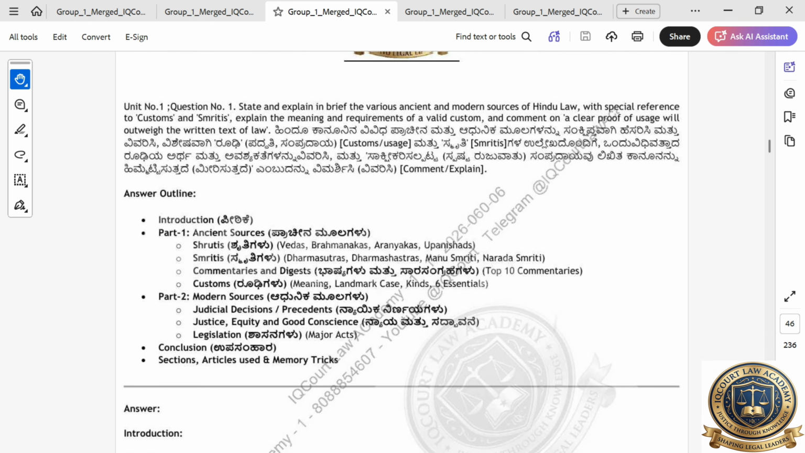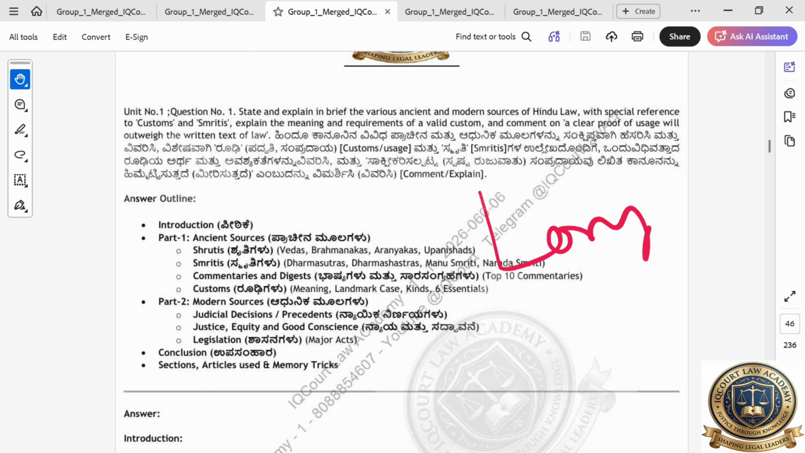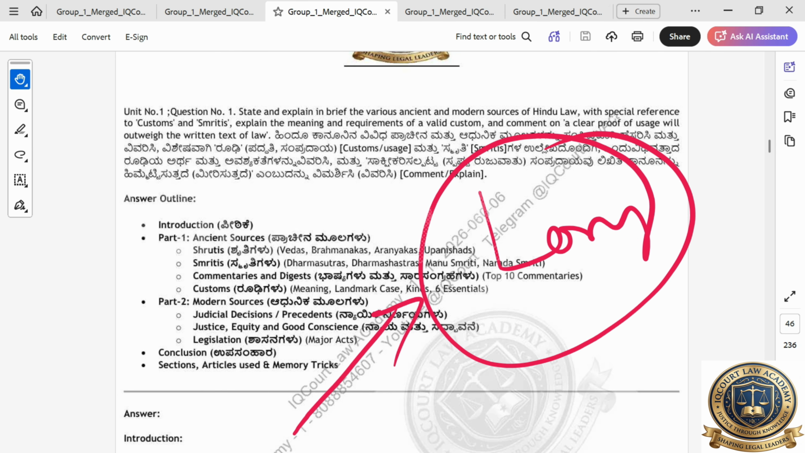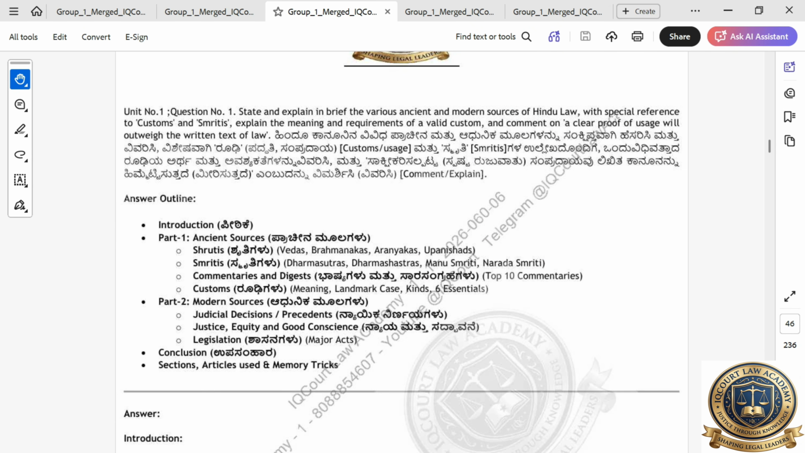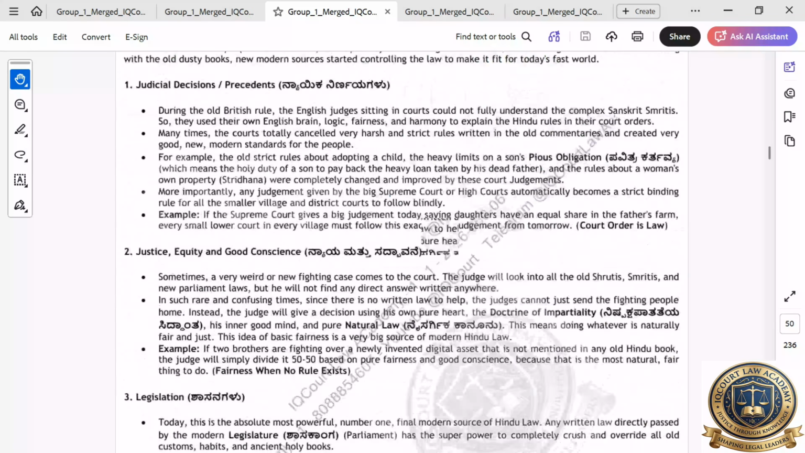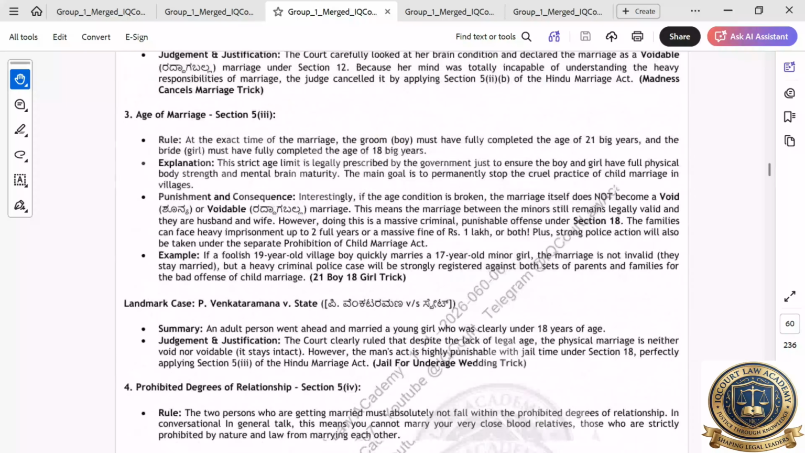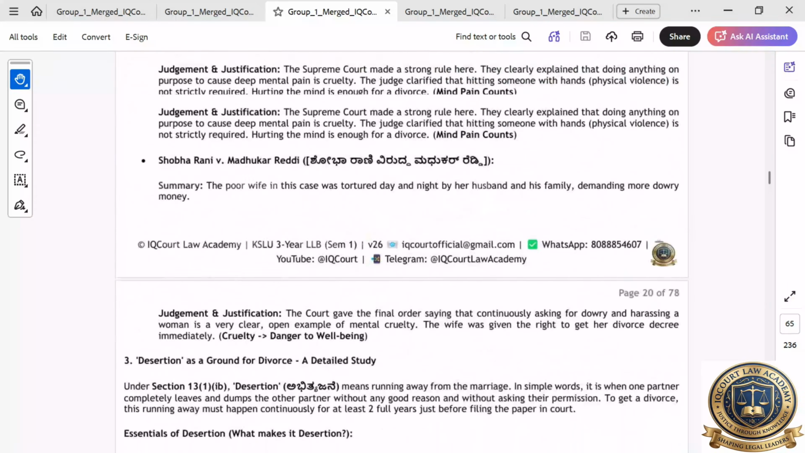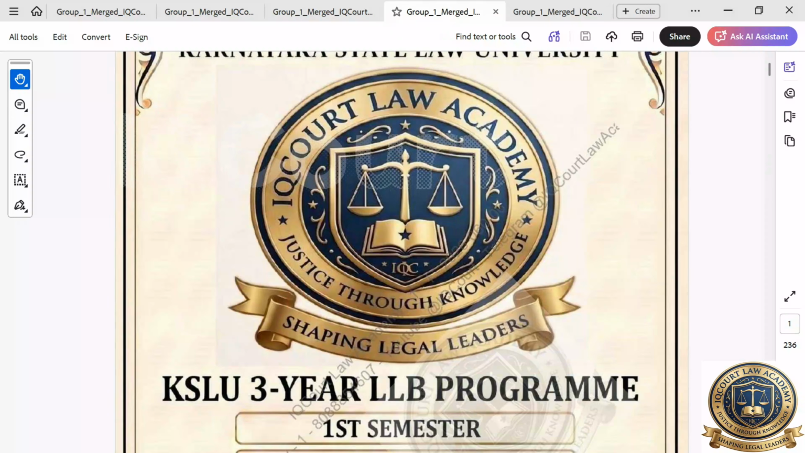Okay, this is the long special edition, this is the IQCourt special notes, concept notes. Each and every concept we explain. See, everything is there. How many? Totally 78 pages are there. Till the 5th unit we are explaining in detail, in a perfect way. All the questions are covered in our IQCourt study materials. This is the beauty of IQCourt Law Academy study materials.